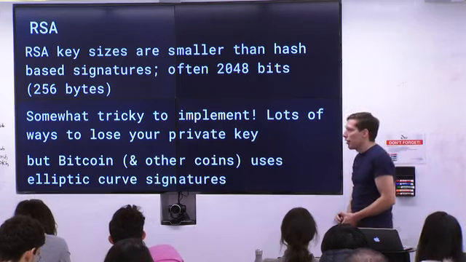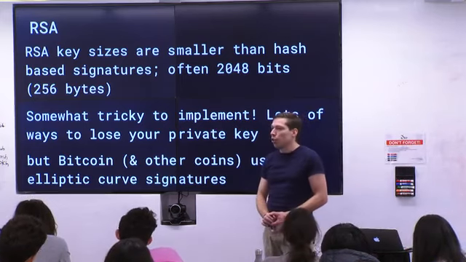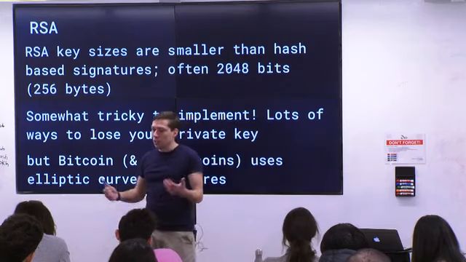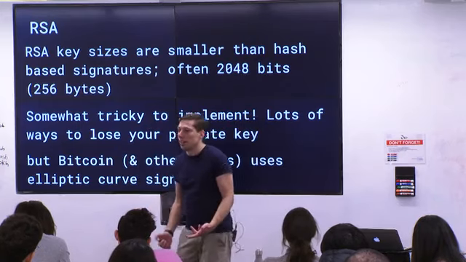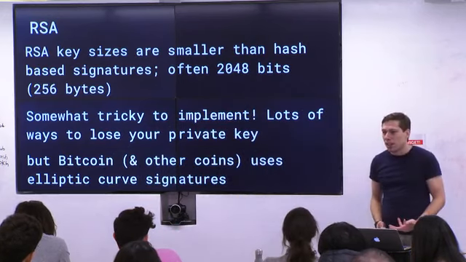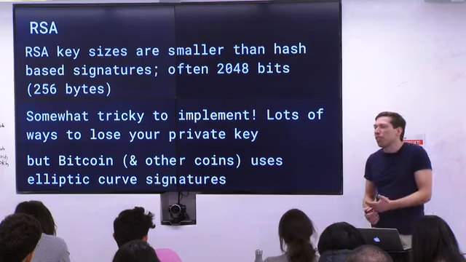One thing about RSA is that it's a little tricky to implement, right? There's a whole bunch of weird math there. It's not like the Lamport signatures where it's like, okay, I have a hash function, use it. It's kind of hard to shoot yourself in the foot with the Lamport signature scheme. You can, but it's sort of obvious if you do.